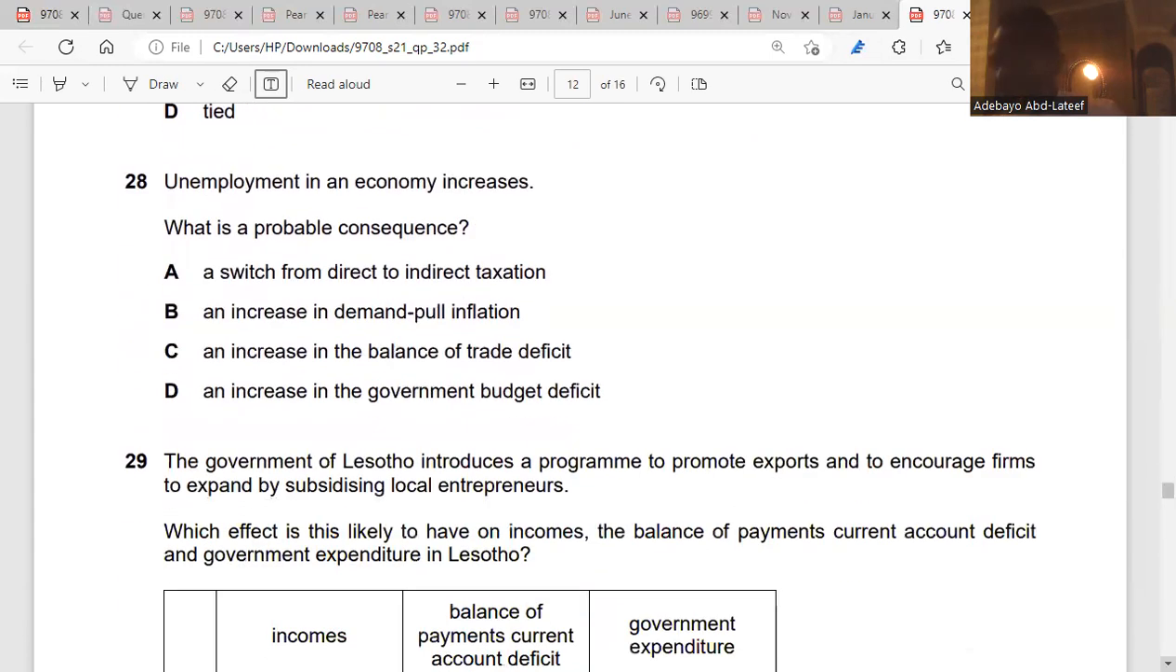28. Unemployment in an economy increases. What is probably the consequence? If unemployment increases, there will be an increase in government budget deficit, because at that point in time, government would spend more on social benefits. So the answer is D.